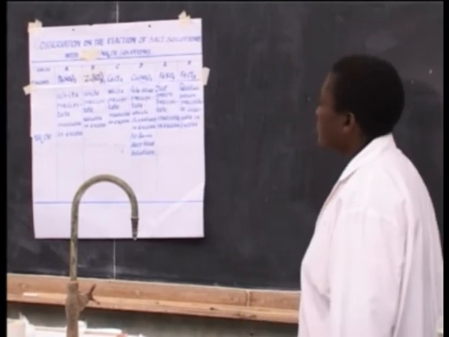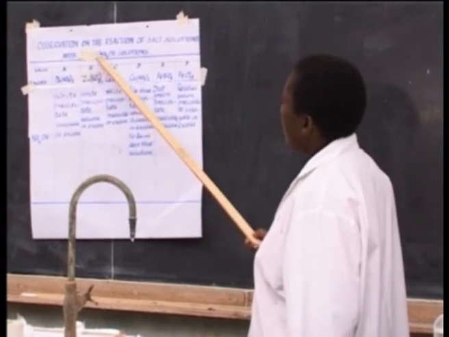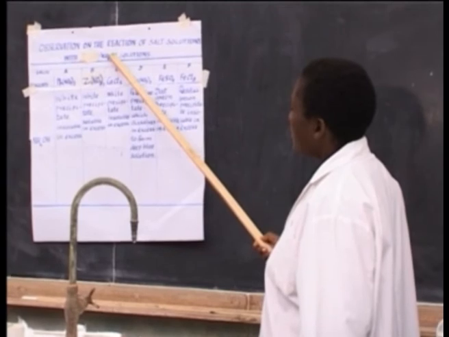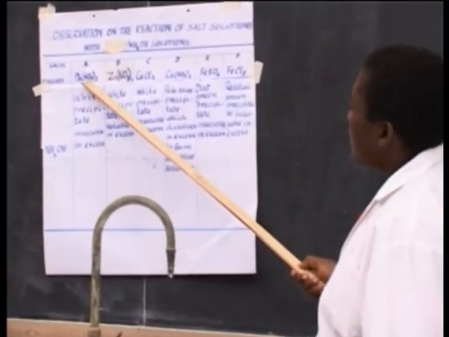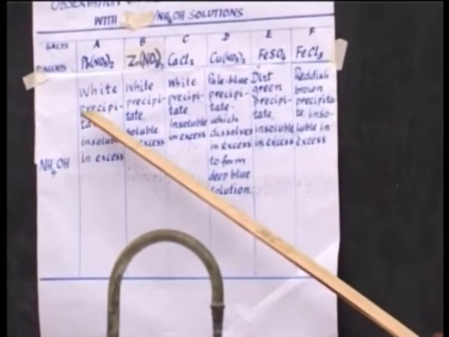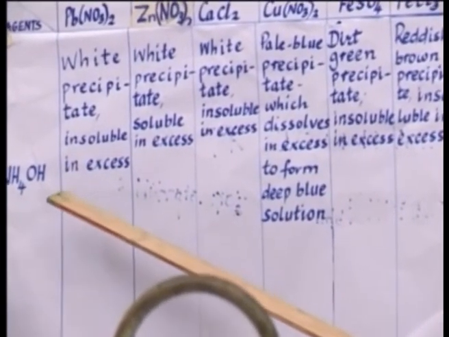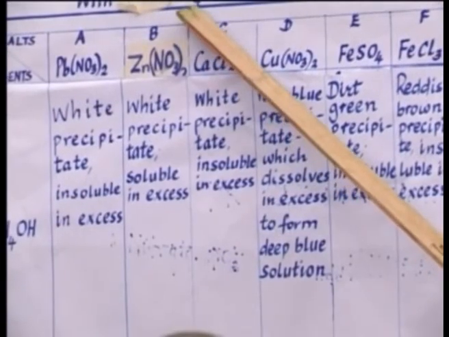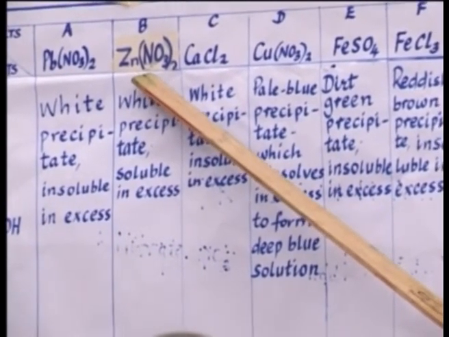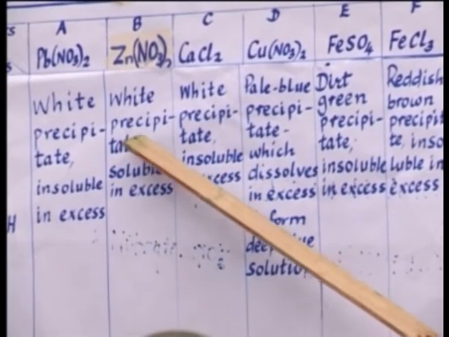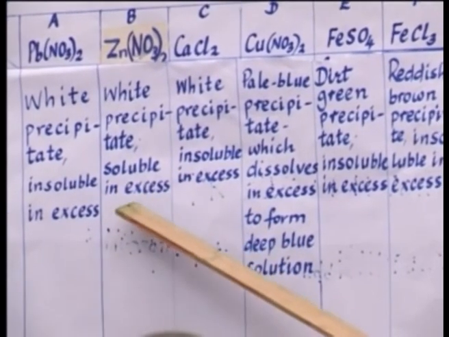Expected results. By using ammonium hydroxide reagent to lead nitrate solution, there is a formation of white precipitate insoluble in excess. Ammonium hydroxide solution, if added to zinc nitrate solution, there is a formation of white precipitate soluble in excess.